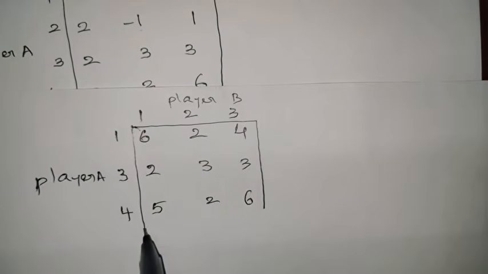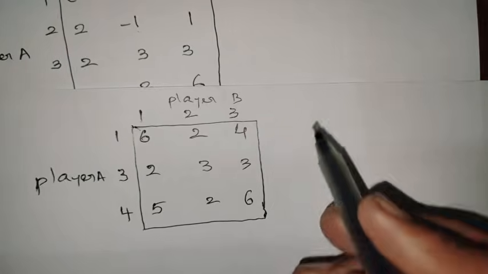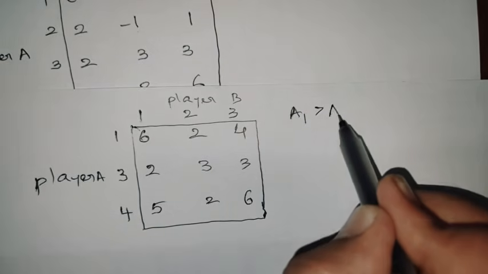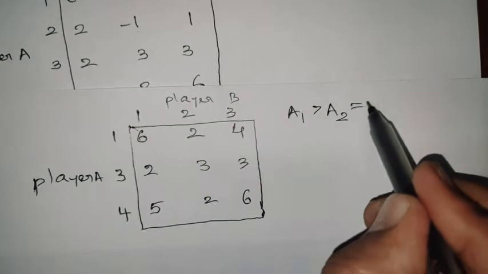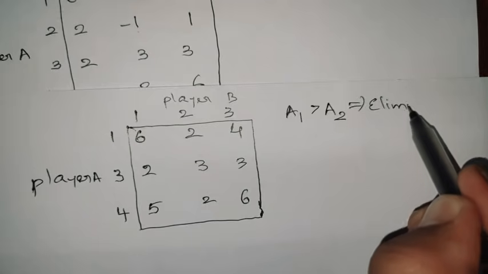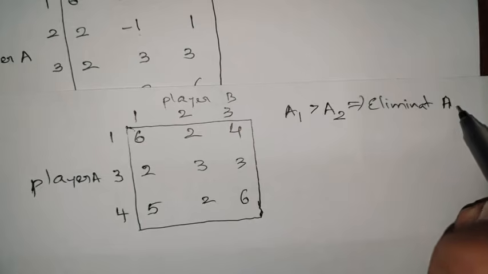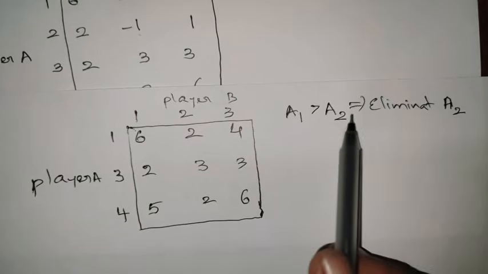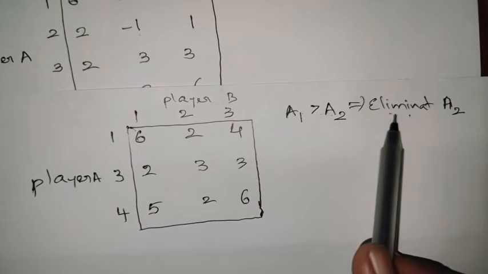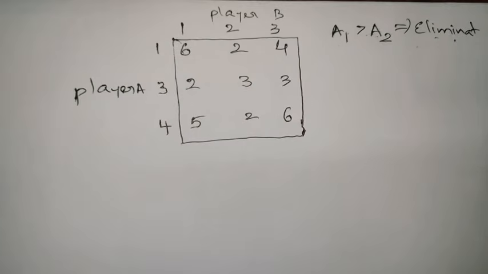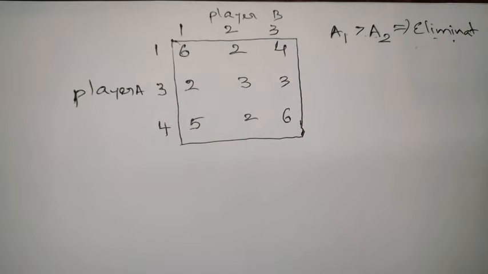So how this matrix came about is, row 1, that is A1, values are greater than A2. That's why we eliminated row 2, that is the A2 strategy. With the help of this, we got this reduced payoff matrix. Now let us go for the next iteration. Again check for row dominance.